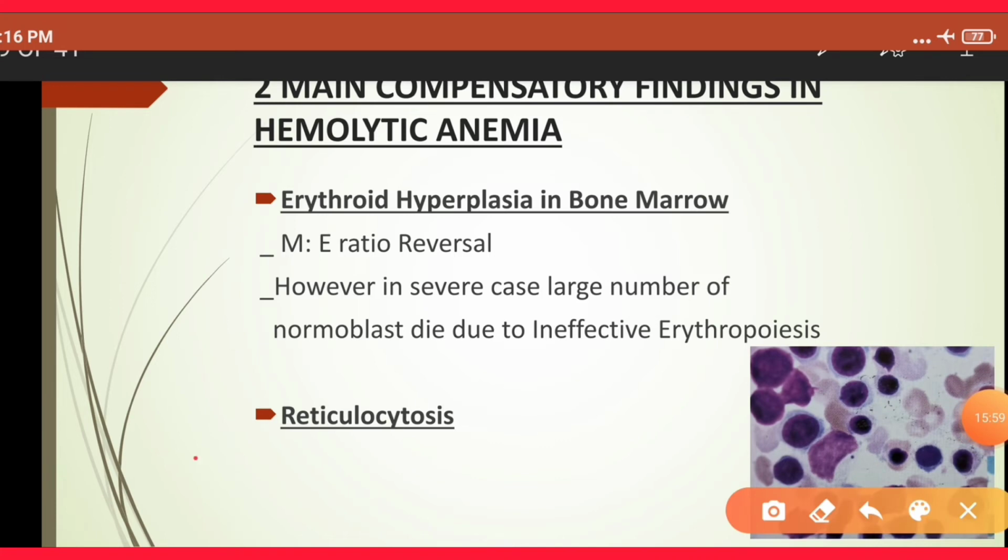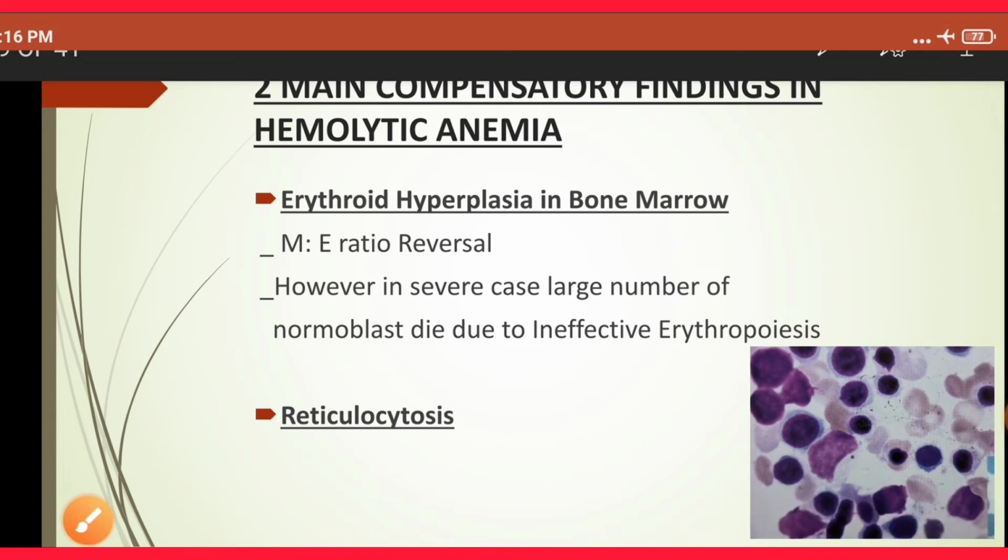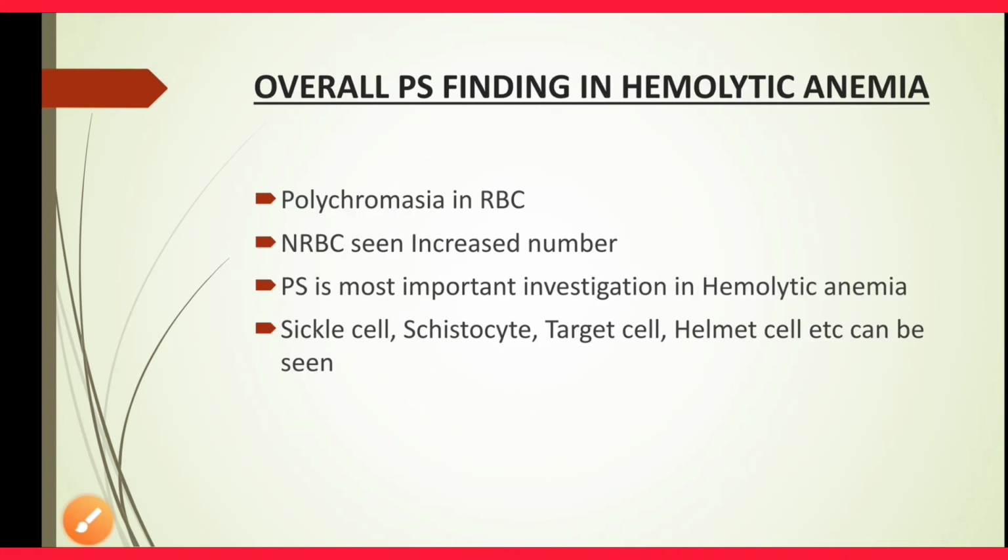Second, you will have an increased number of reticulocytes as well, because it is a premature form of red blood cell. It is just one stage above the formation of a fully mature red blood cell. So your reticulocyte count will increase because more normoblasts were released into your blood, right? So you will have an increased number of normoblasts in your peripheral smear.